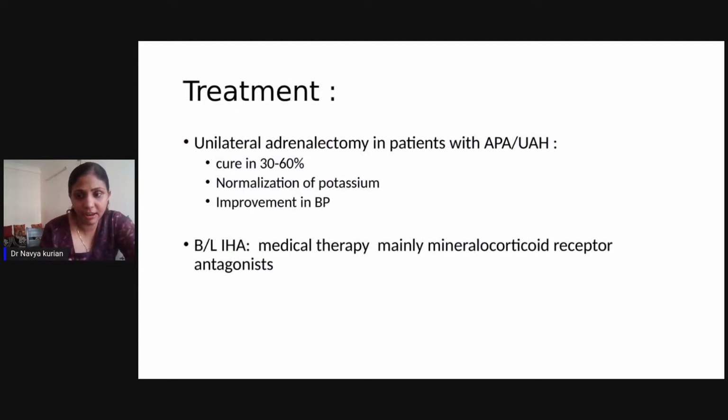So treatment is unilateral adrenalectomy in patients with aldosterone-producing adenoma or unilateral adrenal hyperplasia. It results in cure in 30 to 60%, but it will help in normalization of potassium and improvement in BP. For patients with bilateral idiopathic hyperplasia of adrenals, medical therapy, mainly mineralocorticoid receptor antagonist therapy, is the mainstay. It can also be used in patients who are not willing for surgery in the unilateral category and those who are unfit for surgery.